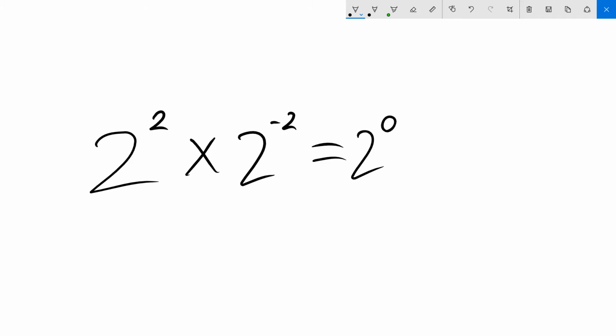Let's look at an easier way of looking at it. 2 to the 2 times 2 to the negative 2. We know from our first law that's going to be 2 to the 0, which is equal to 1. Alright, that's good. We know that.